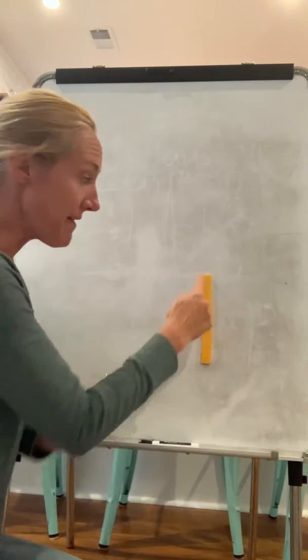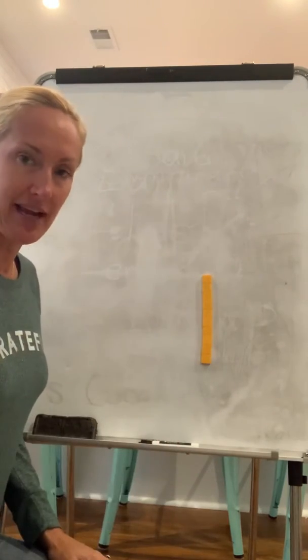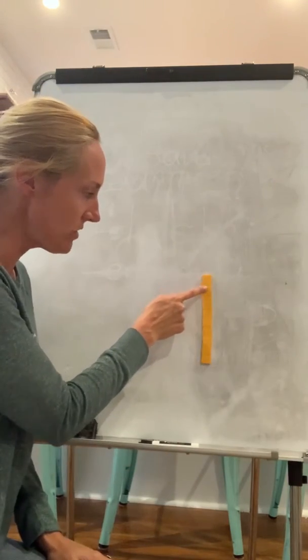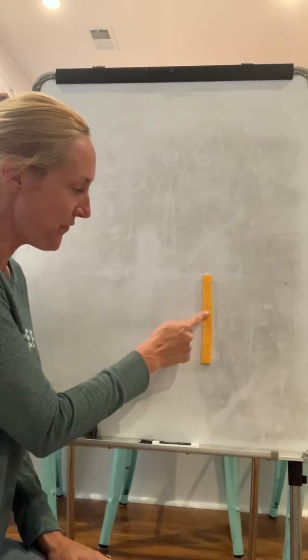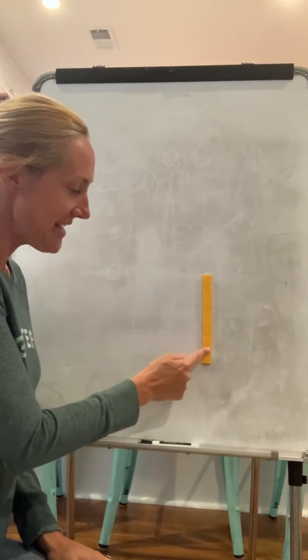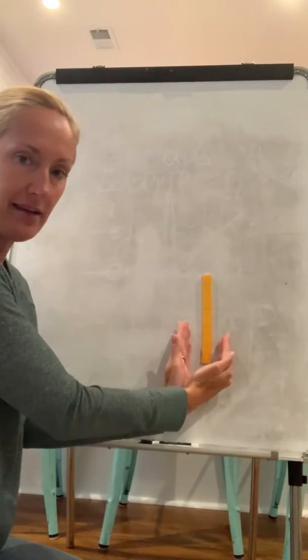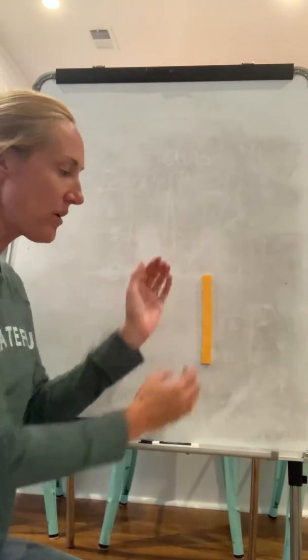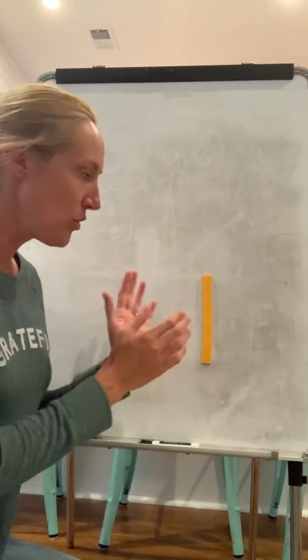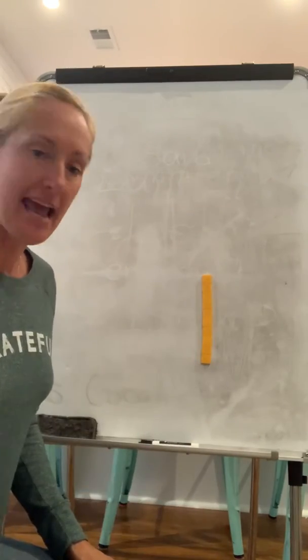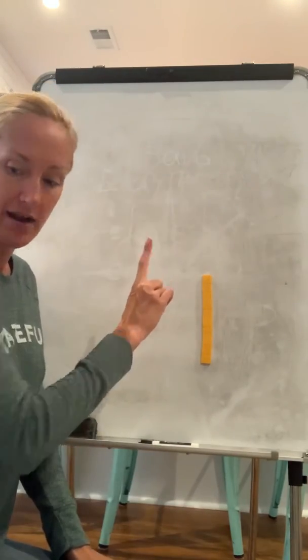Okay, do you agree that that's still 10? The same 10 that I had before? Let's double check. 1, 2, 3, 4, 5, 6, 7, 8, 9, 10. Okay, and when we have them in a group like this, where they're all together, I'm just going to call it a group of 10. I'm going to call it a 10. So I have 1 ten right now.